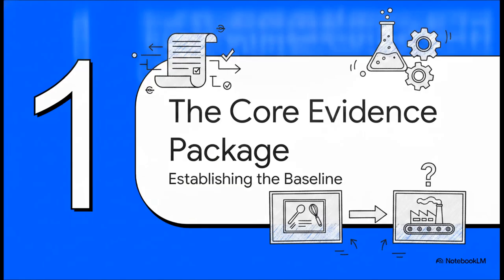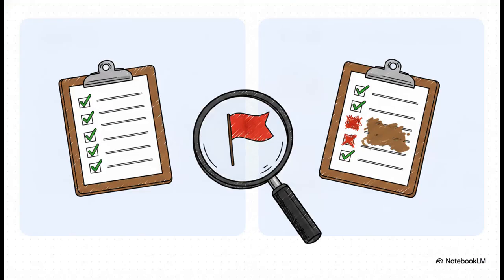Okay, Section 1, the core evidence package, establishing the baseline. So, as an investigator, you have to relentlessly compare the approved master batch record against the contemporaneous executed batch record. The master record is your approved recipe, reflecting the marketing authorization. The executed record, that's what actually happened, step by step out on the floor. Any unexplained difference between the two is an immediate red flag. You literally cannot just ignore it just because the final product happened to pass its release tests.